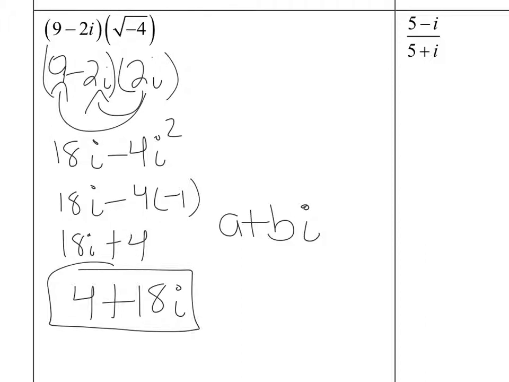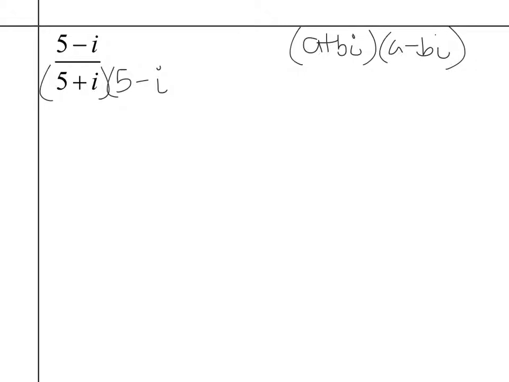Let's take a look at another one here. So here's the thing. Imaginary numbers, complex numbers, should not be in the denominator. So what you need to do is use the complex conjugate. The rule for the complex conjugate is, a plus bi, see how it says plus? So it'd be a minus bi. That's what you have to multiply by. Those are conjugates of each other. So I will multiply the top and bottom by 5 minus i, 5 minus i.